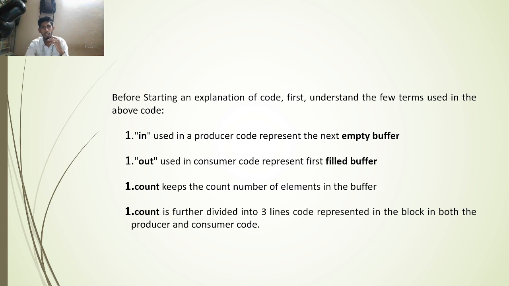Before starting an explanation of the code, first understand a few terms used in the above code. In, used in the producer code, represents the next empty buffer. Out, used in the consumer code, represents the first filled buffer. Count keeps the number of elements in the buffer. Count is further divided into three lines of code, represented in the block in both the producer and consumer code.